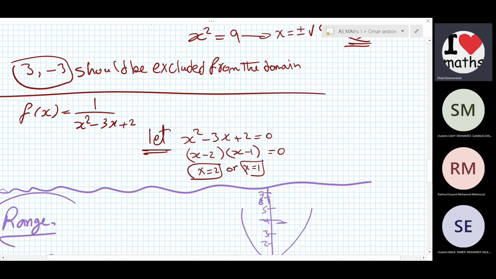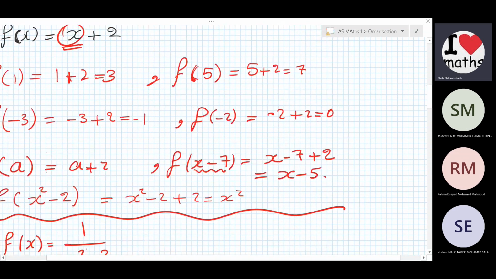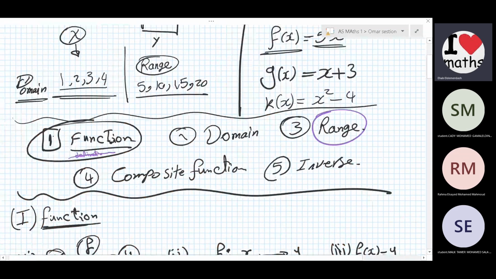Let's go to concept number 3. Again, what did we agree on? We agreed on the function. We need to understand the meaning of the function. Second part, what is the domain? How to find out the domain. For the range, how to work on the range or how to identify the range. And then the composite function, how to work on the composite function. This is what we need to discuss, and the inverse I need you to understand it as well.